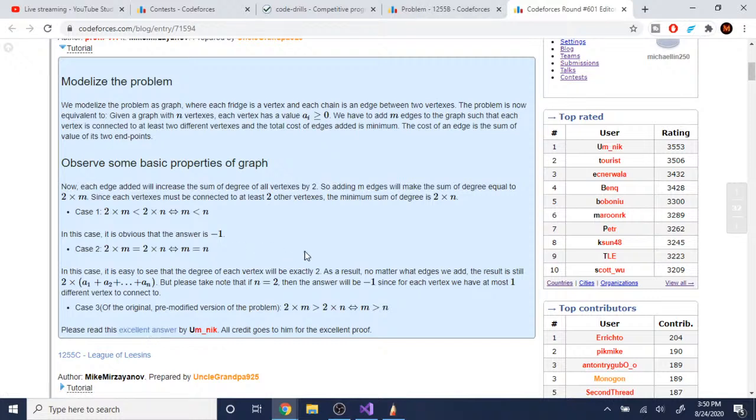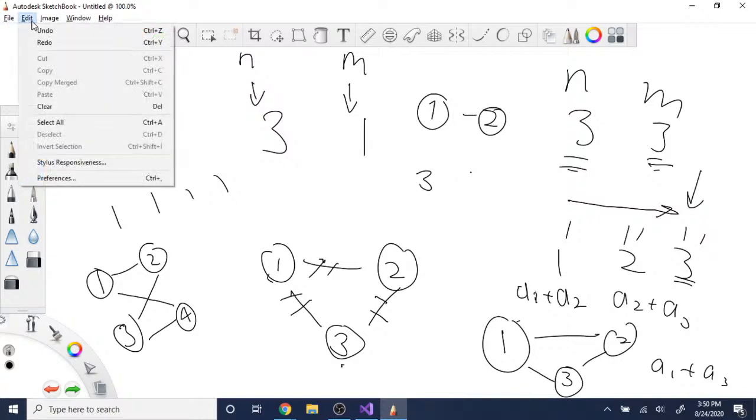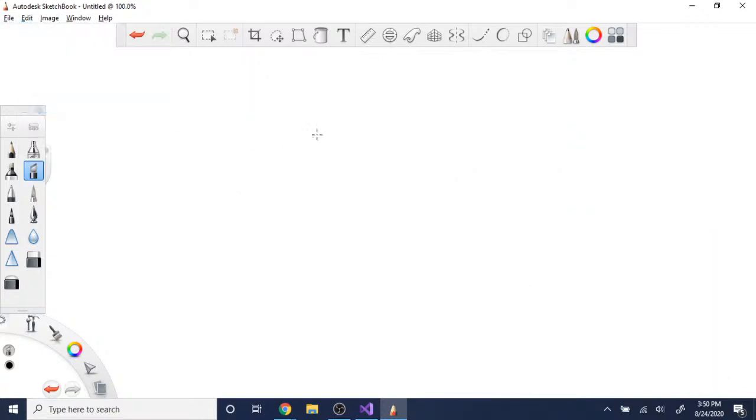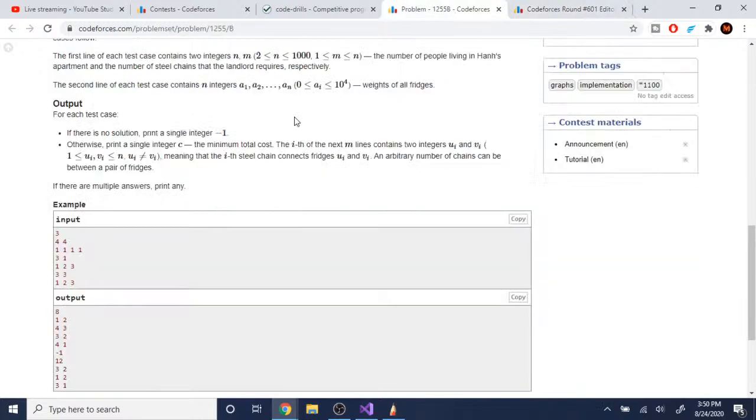What about the case when it's greater than? So what if I have 5 vertexes and we want 5 chains? Oh no. Okay, what did they say? What was another problem statement?